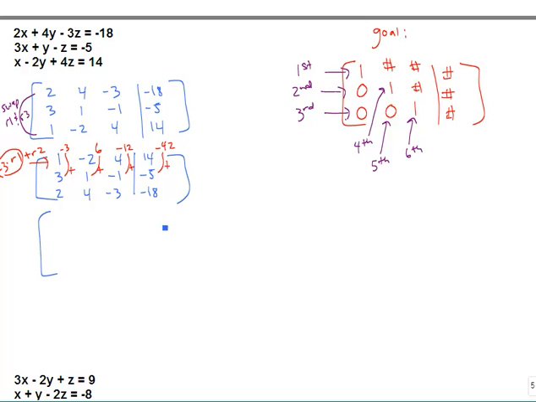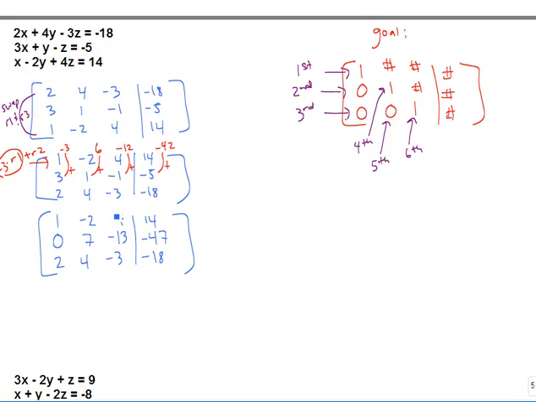So in your matrix, you want to keep the row that had the 1 alone. So we're not going to change that. The top row should stay 1, -2, 4, 14. The answer that we get when we add our -3 plus our 3, that's a 0. That's going to go in my middle row. 6 plus 1 is 7. -12 plus -1 is -13. And -42 plus -5 is -47. We haven't even touched this third row yet, so it's going to stay the same.